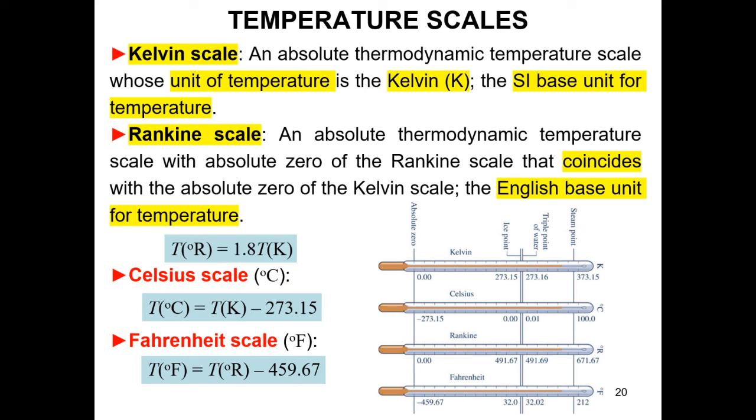So the temperature scales. These are the temperature scales that we normally use. We normally use the Kelvin scale. Although most of our thermometers are in Celsius because it's something that we are used to, the SI unit for temperature is Kelvin, not Celsius. Apart from Celsius, we have the Kelvin scale and also the Rankine scale.